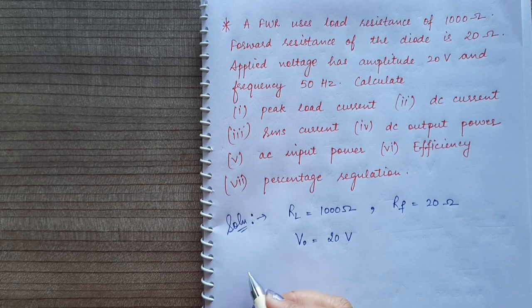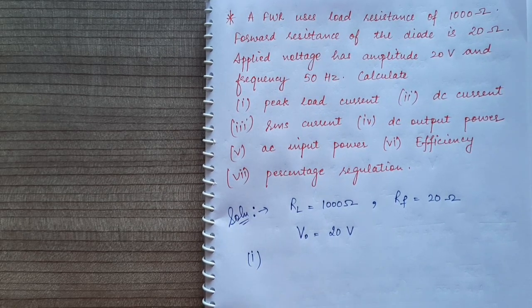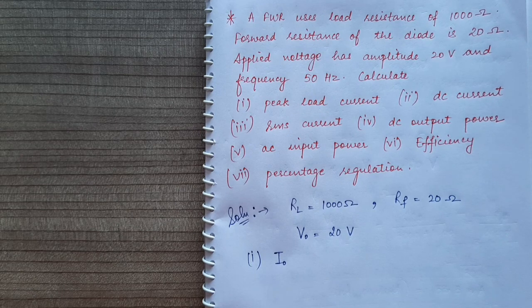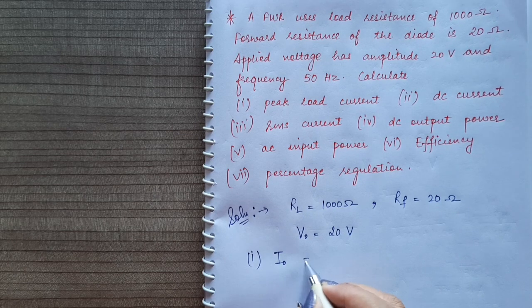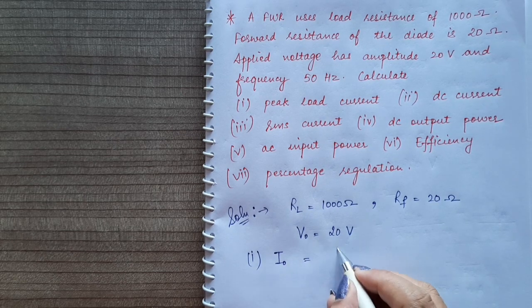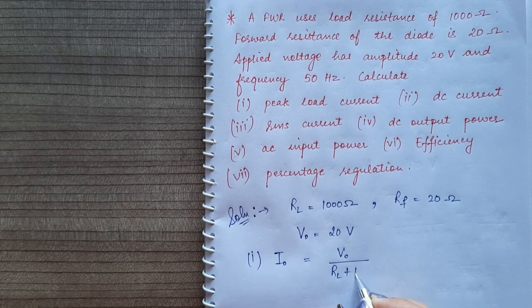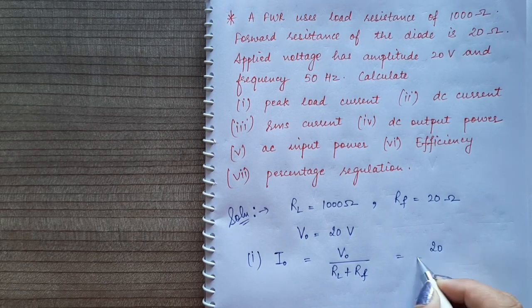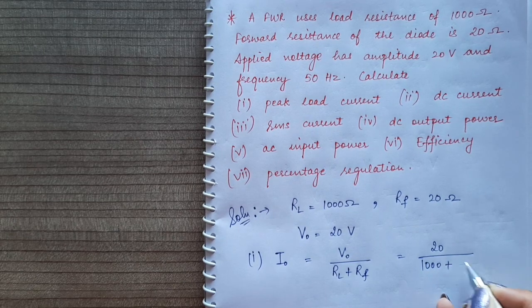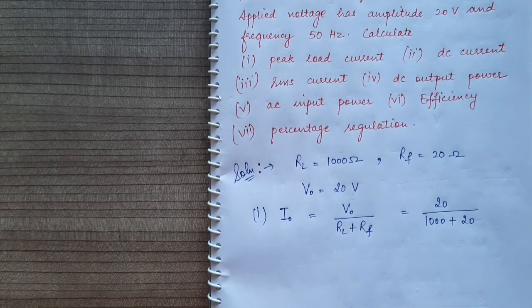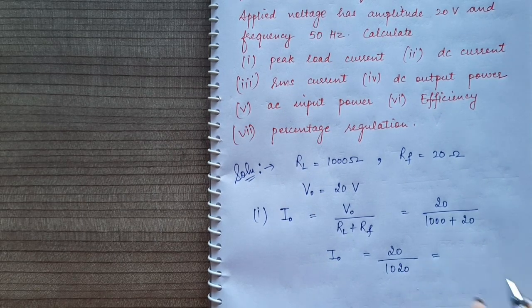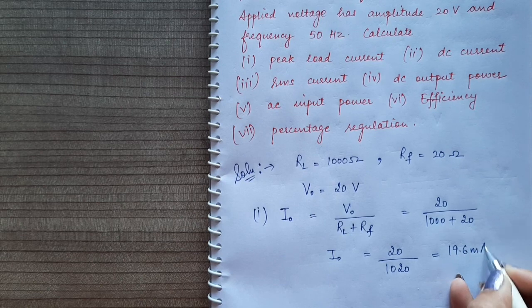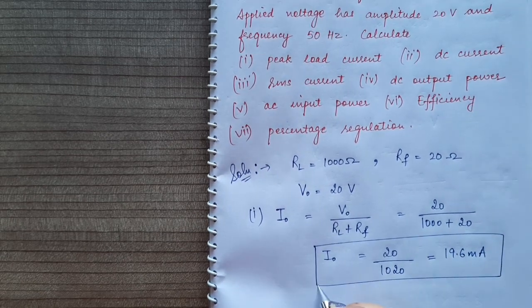What we have to calculate, number one, is the peak value of load current. It means we have to calculate I0. How will you calculate this I0? It is the same as the previous numerical. We know that I0 is V0 divided by total resistance, which is RL plus RF. V0 is 20 upon RL is 1000 plus RF is 20. So I0 will be 20 upon 1020. It will come out to be 19.6 milliamperes. So this is the peak value of current.